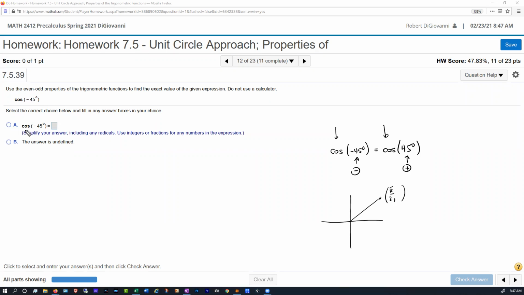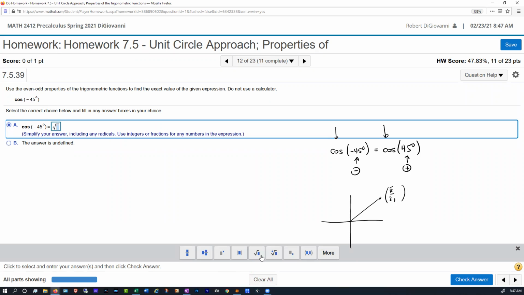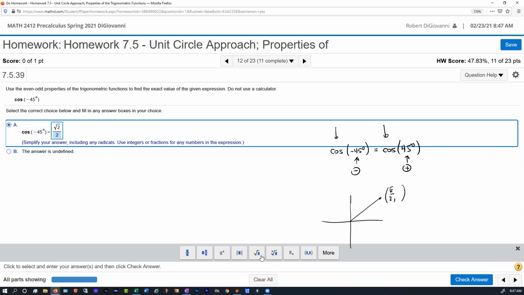So let's see, we're going to go here, and we're going to say it's square root of 2 divided by 2.